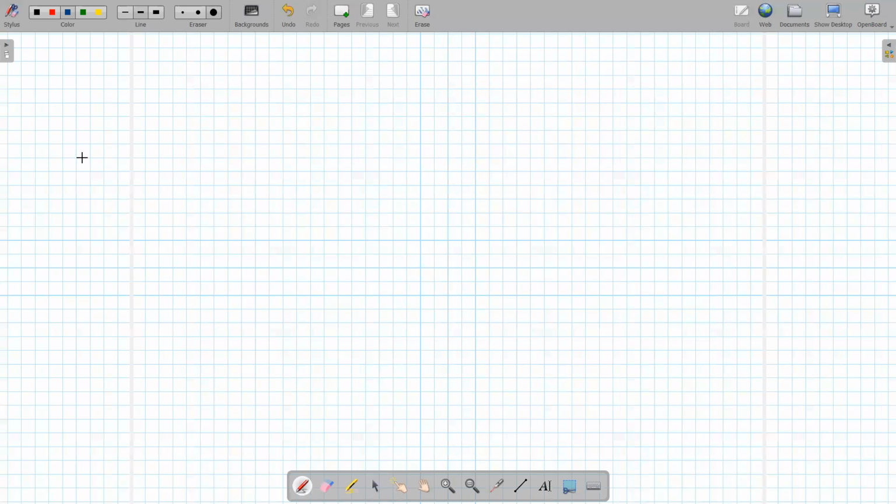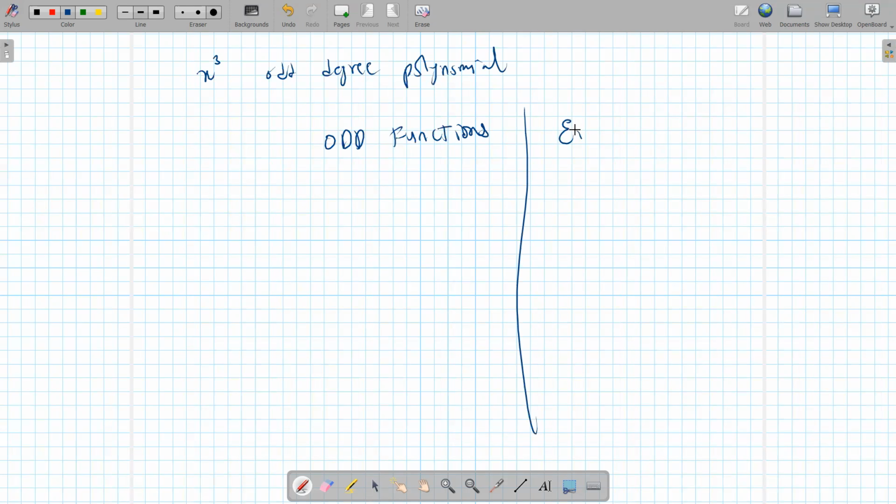Now let's make a distinction here. When I say even and odd, I'm talking about the degrees, okay? Like x power 3, it's an odd degree polynomial, okay? Odd degree. Now there's a distinction here between degrees and functions. Odd degree doesn't mean it's an odd function. Let's look at this. Odd functions now, functions, and even functions. Like x4 could be, it's an even degree polynomial for sure, but we don't know if it's an even function.